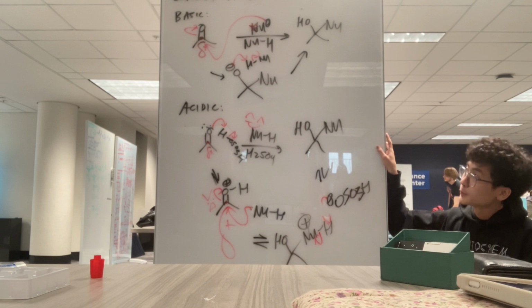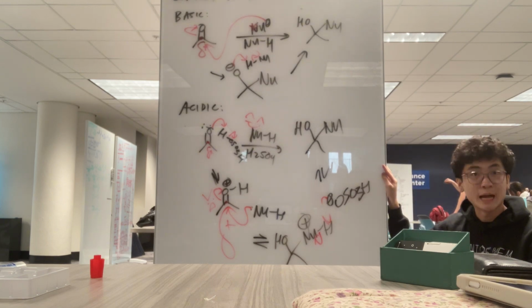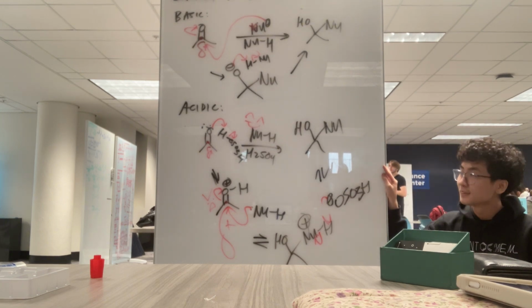Any questions on the mechanisms for basic conditions or acidic conditions before I move on to hemiacetal and acetal formation?